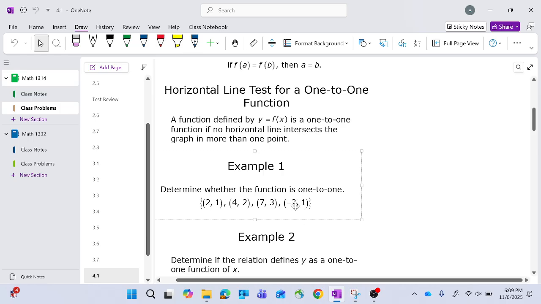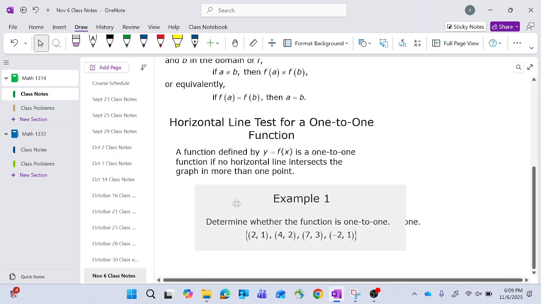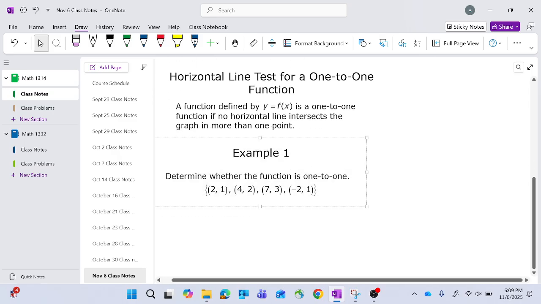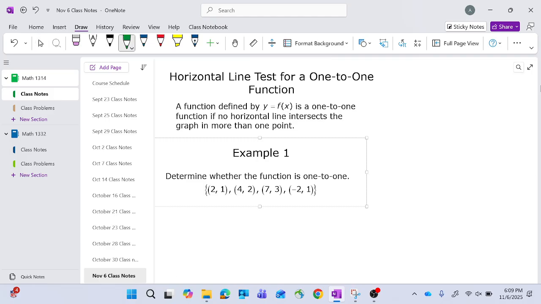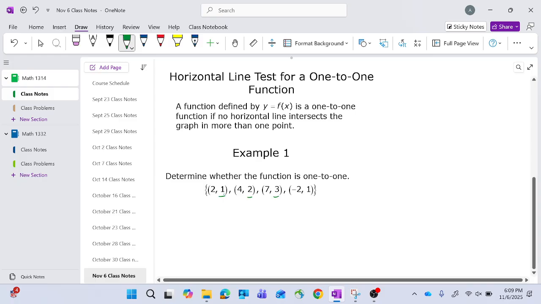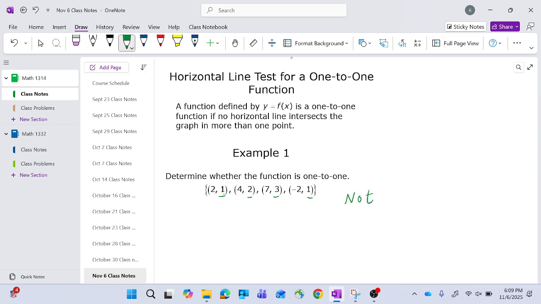So here's some examples. The first one, determine whether the function is one-to-one. So essentially what we need to do is check: are the y's repeating or not? So I have a 1, a 2, a 3, and then a 1 again. Because the ones are repeating, it is not one-to-one. If the y's repeat, you are not one-to-one. So in this case, because you have a 1 at 2 and a 1 at negative 2, the y's repeated. You have the same y happening in two different places. It is not one-to-one.